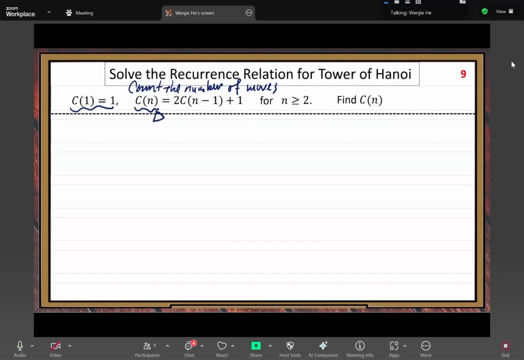Let us recall how we get the C of n number. Remember the 3 steps. Step 1, we apply P of n minus 1, so we need C of n minus 1 moves. After that, we move the bottom disk, which is this plus 1, 1 move.